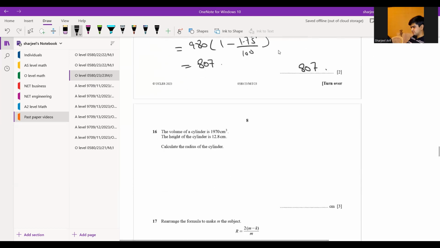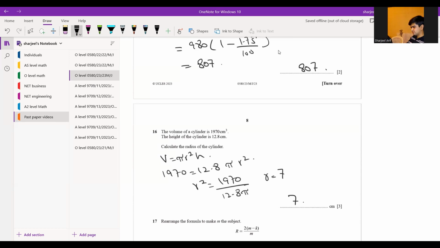Now, for question number 16, we have the volume, we have the height. We have to find the radius. Volume of cylinder is pi r square h. So this will be 1970.12.8 pi r square. R square will be equal to 1970.12.8 by pi. R will be equal to 7 centimeter is our answer.